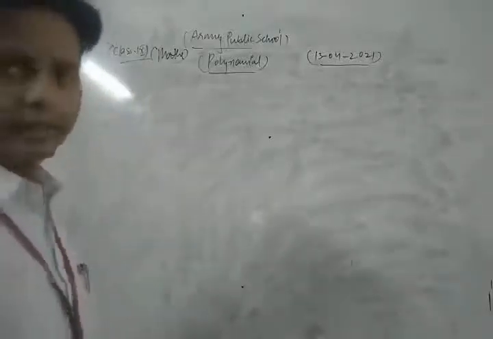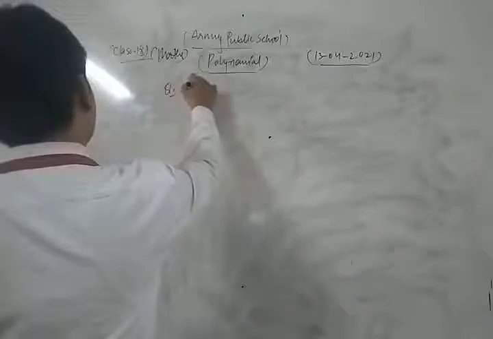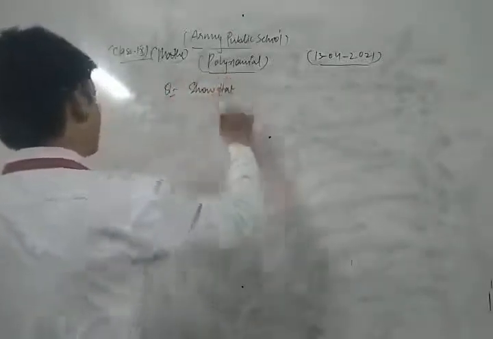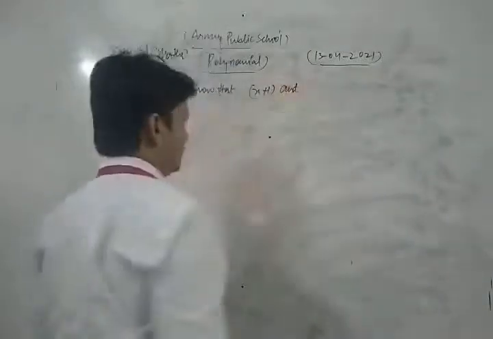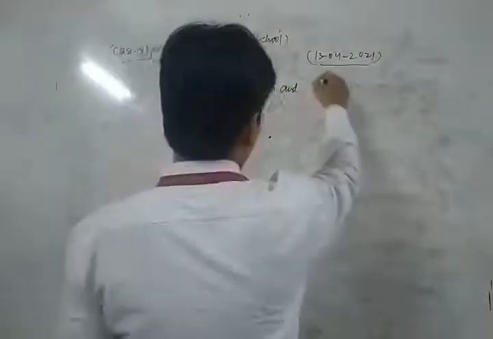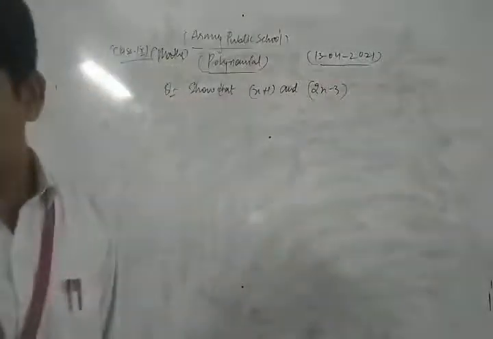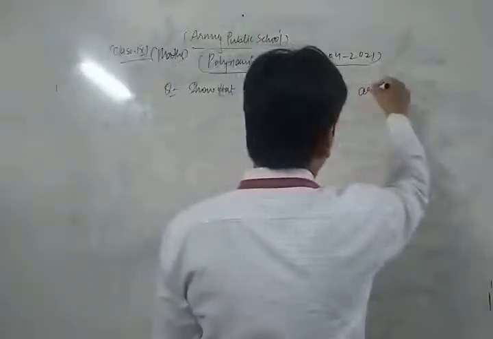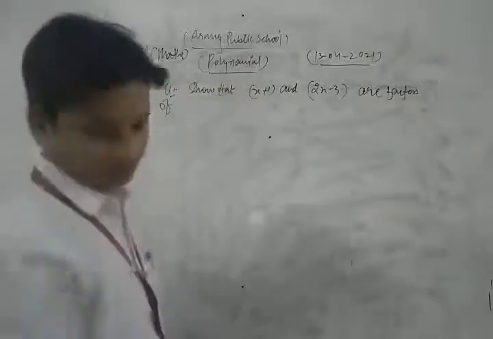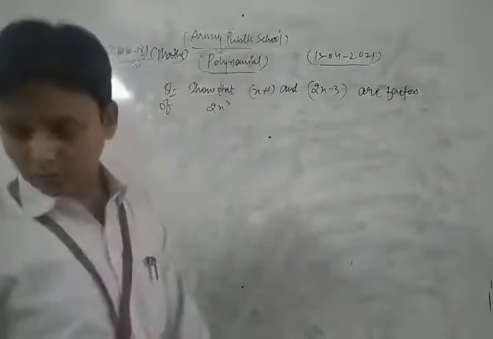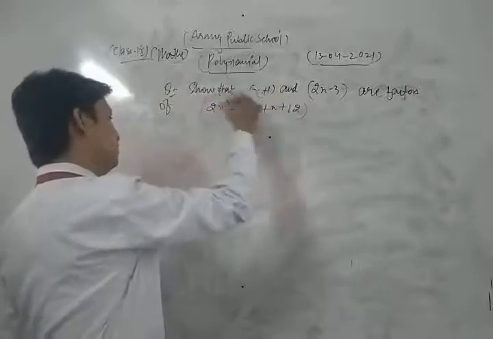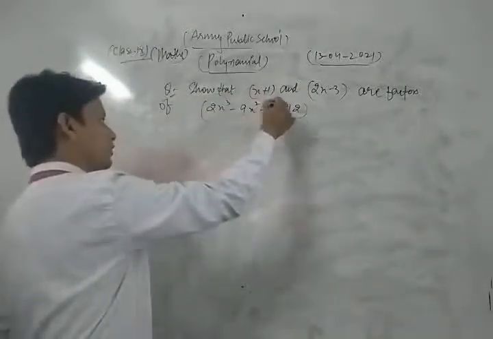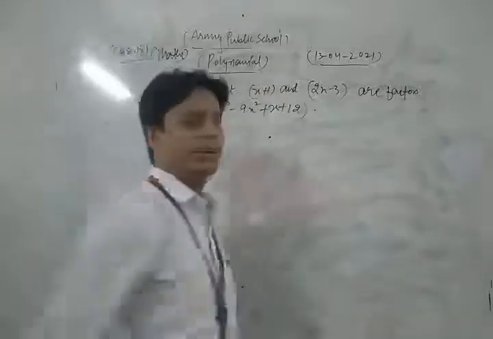Dear students, show that x plus 1 and 2x minus 3 are factors of the polynomial 2x cube minus 9x square plus x plus 12. This is the question here.